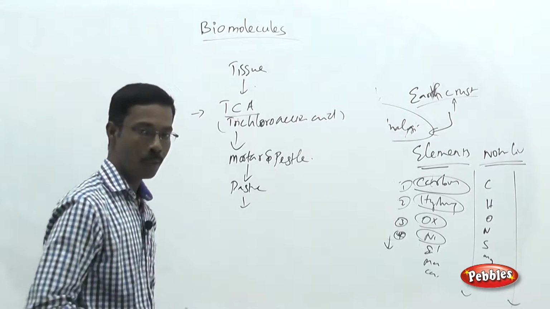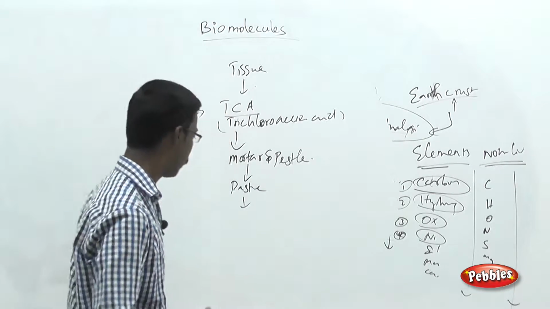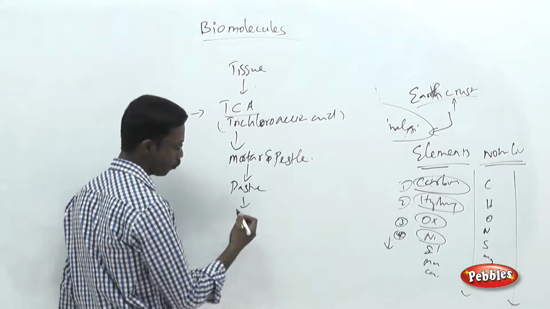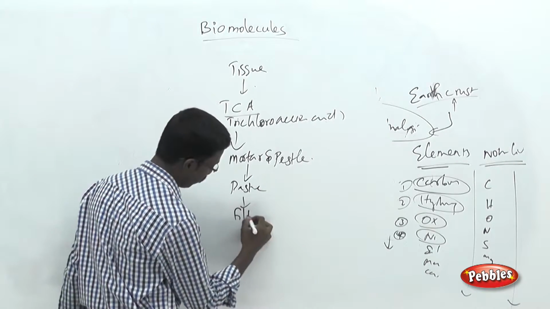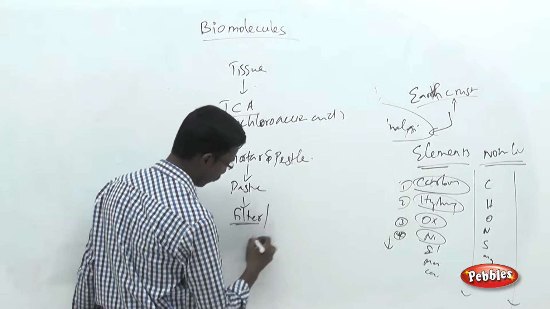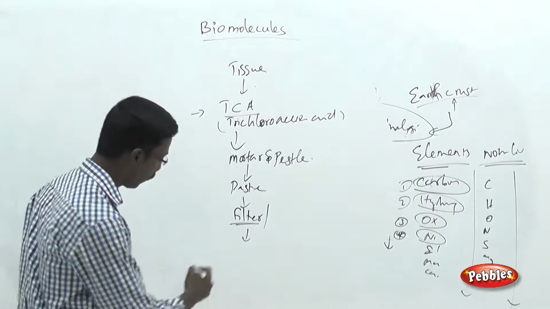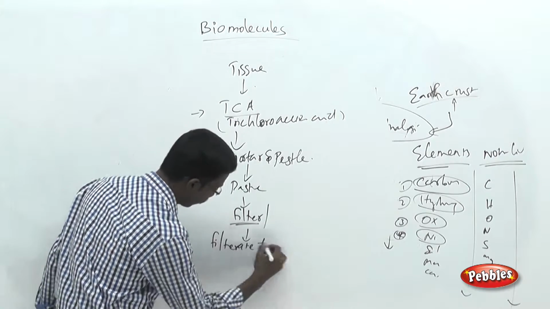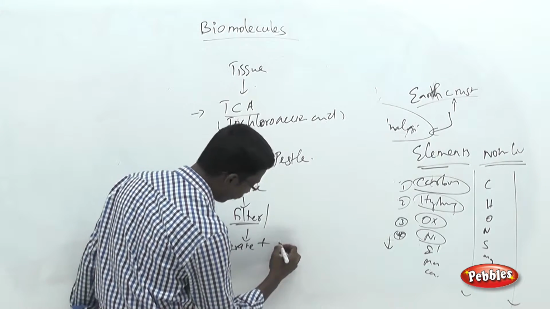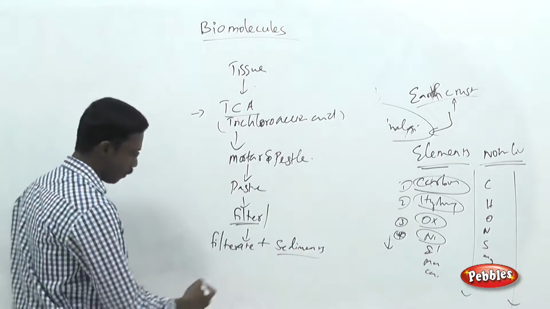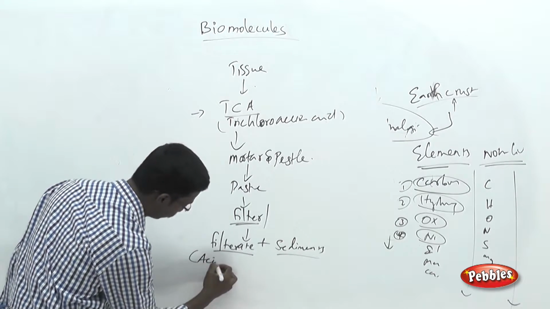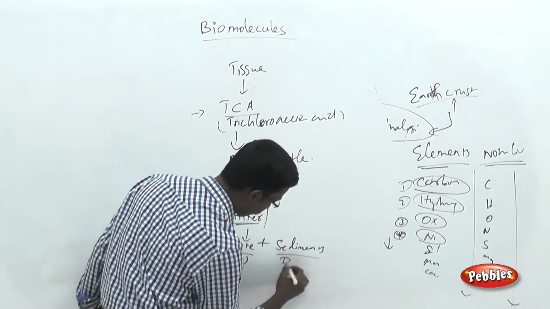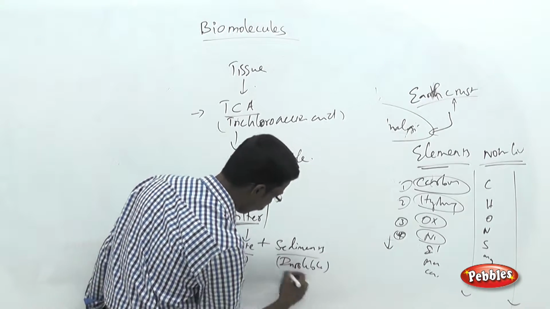Then you are going to filter the paste with the help of a cellulose material or some filter, and you will get two portions: the filtrate plus the remaining things, the sediments. Filtrate means the part dissolved in acid, acid soluble, and the other is acid insoluble. You got the point?